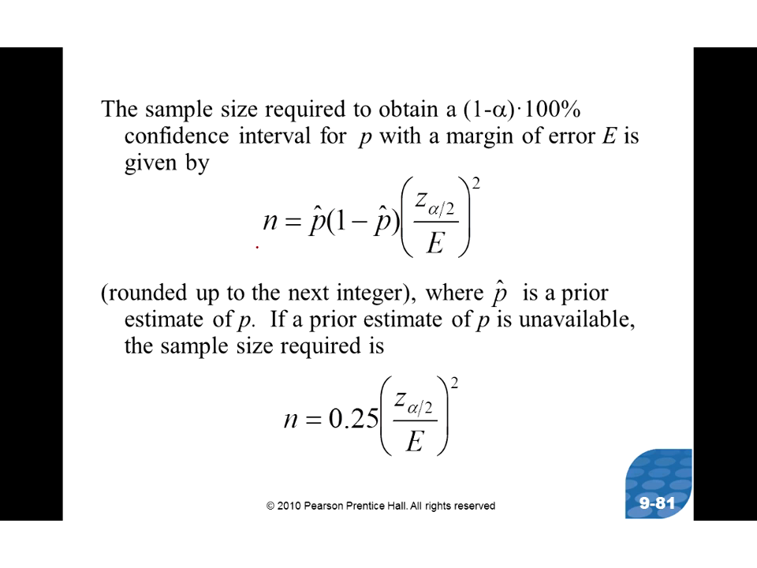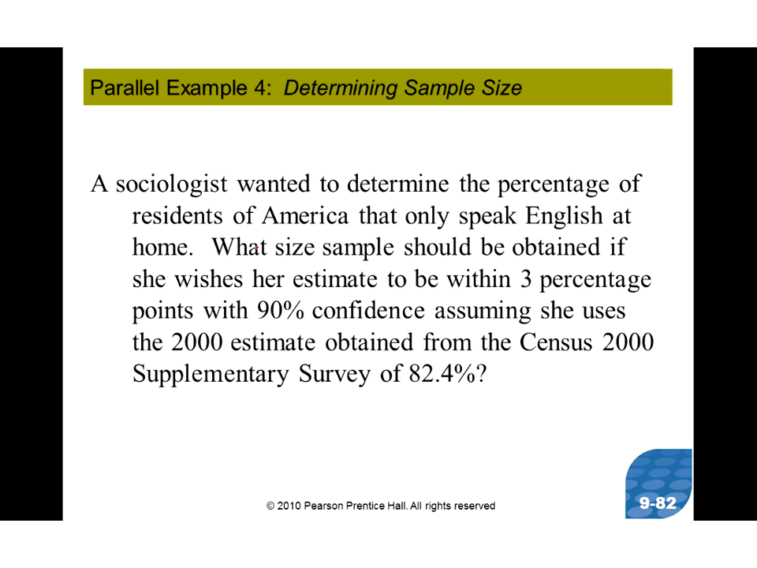So here's the formula for sample size required to obtain a 1 minus alpha times 100% confidence interval for p with margin of error e. Now when they say where p hat is a prior estimate of p, if a prior estimate of p is unavailable, you would use 0.25. So let's work through this example.